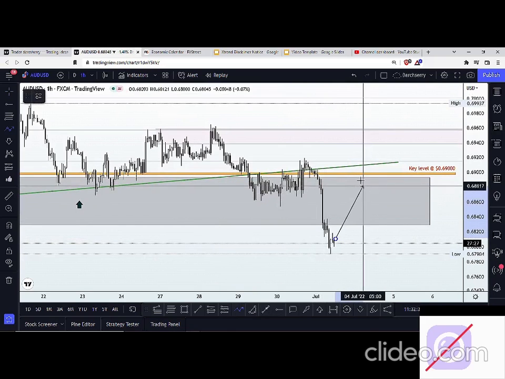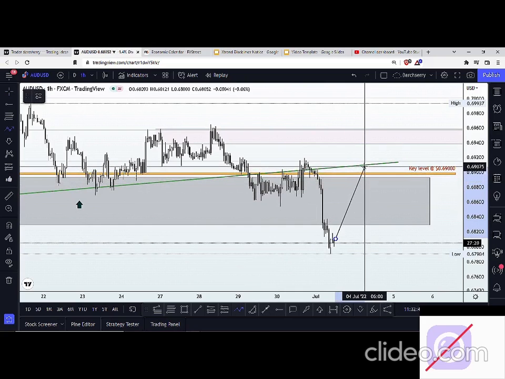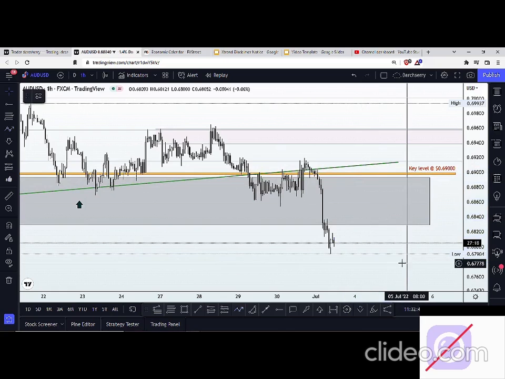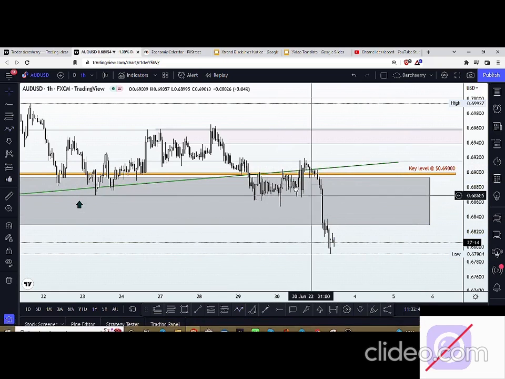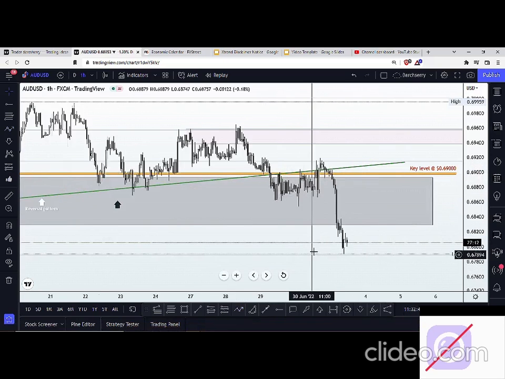But there's still a tendency that price could come back into our key level area here at 0.6880, or probably come as far as touching that bullish trend line we identified earlier. Then you see price pushing to the downside. Well, hold on a second. I think, okay, we had a scenario here.